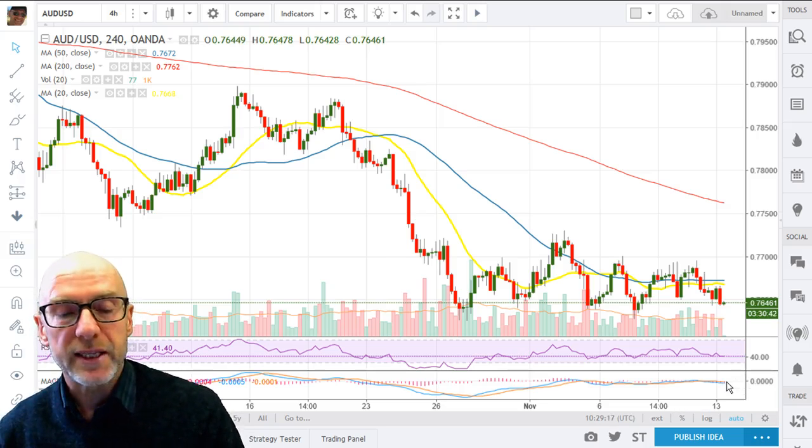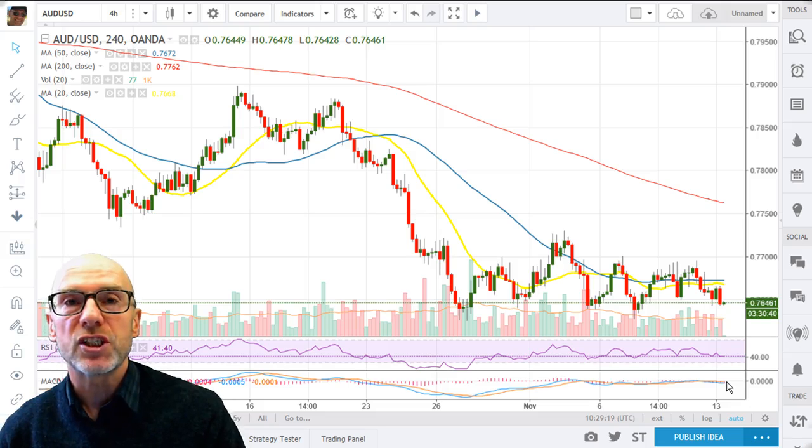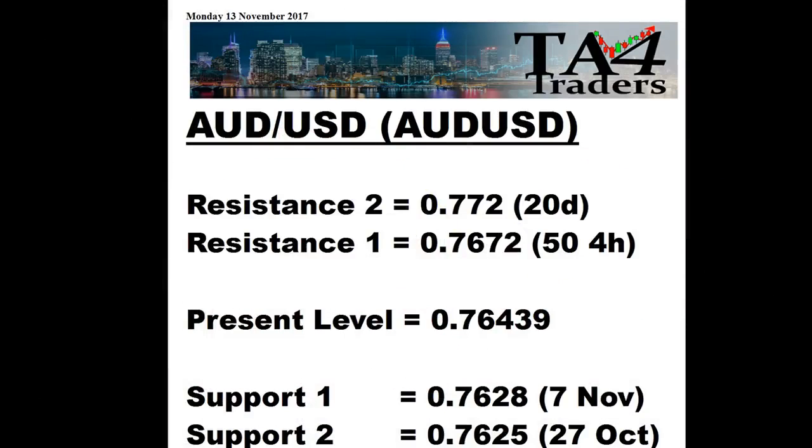So looking at the support and resistance levels, there's resistance from that 50 at the 4 hour, 76.72, then that 20-day 77.20, with the key supports seen at 76.28, the low of 7th of November, and 76.25, the low of 27th of October.